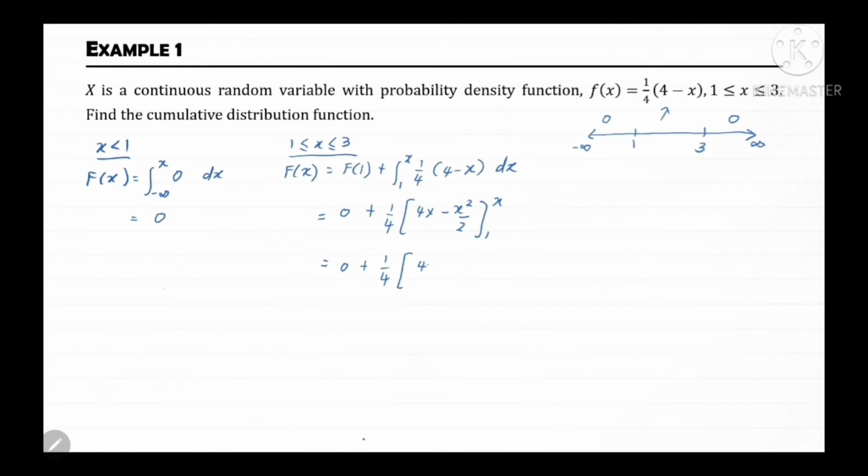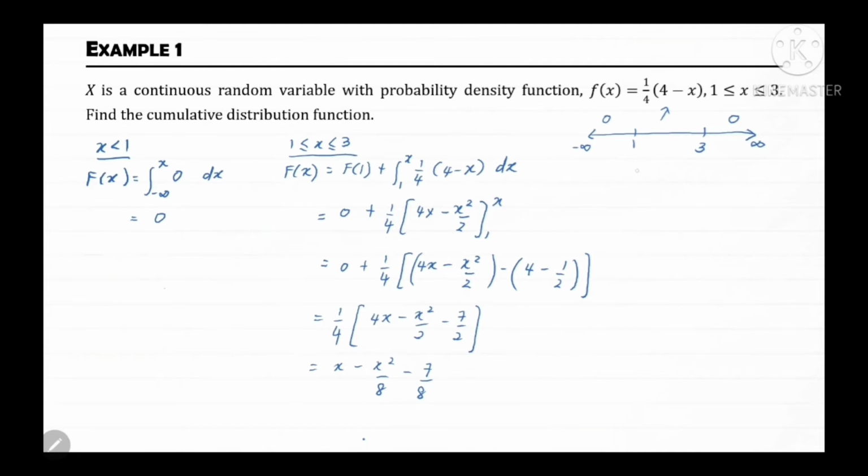Substitute x into x, we get 4x minus x squared over 2, minus, substitute 1, 4 minus 1 over 2. Simplify, we get 1 over 4 times (4x minus x squared over 2 minus 7 over 2), equal to x minus x squared over 8 minus 7 over 8. This is the cumulative for the interval 1 to 3.